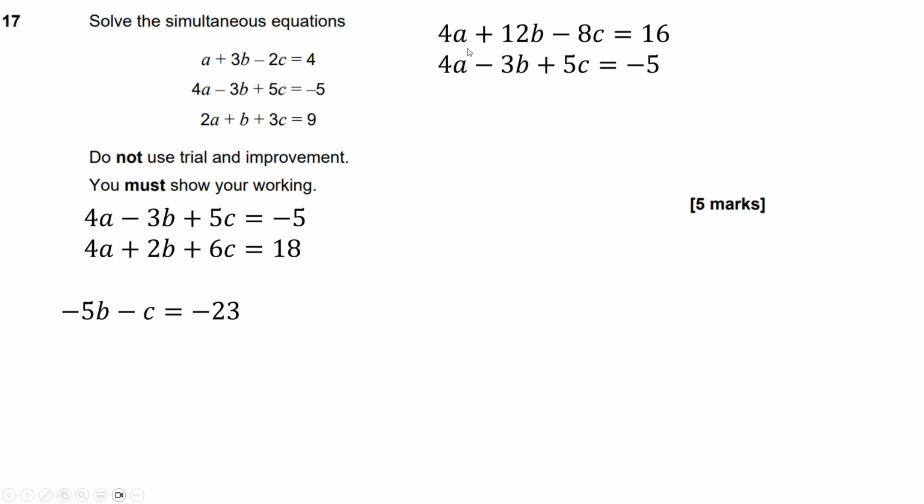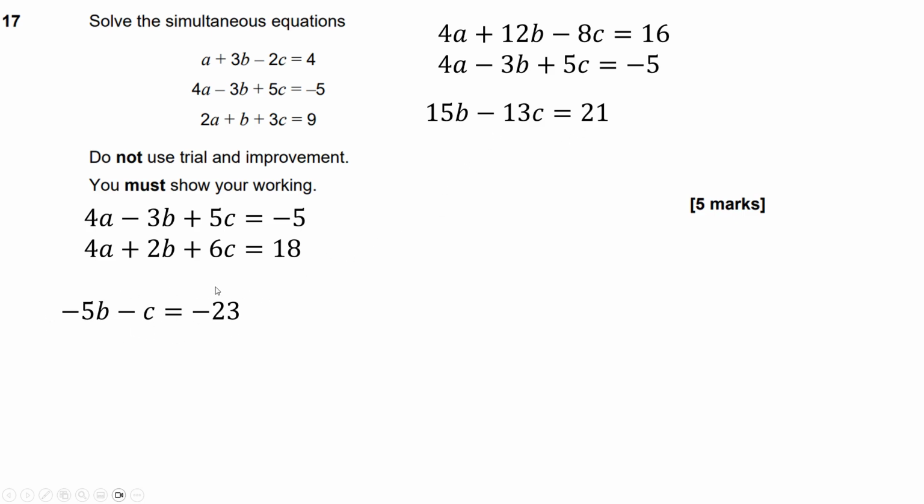Okay. So here, now you can take away these two again. So 4a take away 4a just cancels. 12b take away minus 3b is 12 plus 3b, so it's 15b. And then minus 8 take away 5 is minus 13. 16 take away minus 5, so it's 16 plus 5, which is 21, to get that.